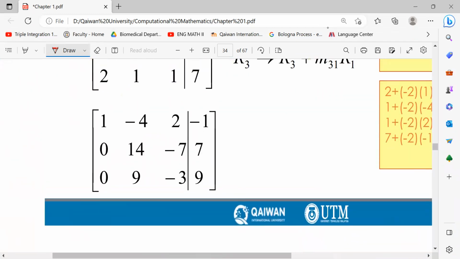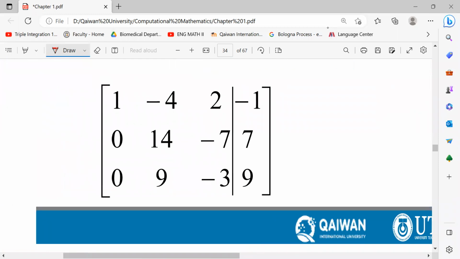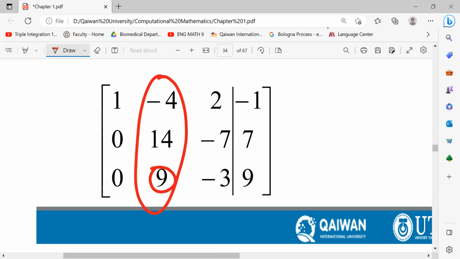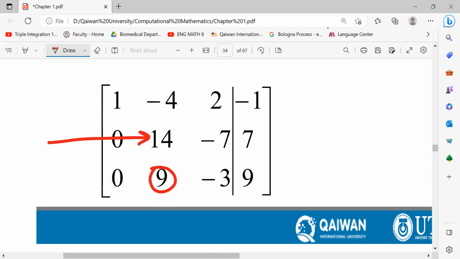Then we can change this to 0 from which entry? What's the leading entry here in this column? 14. Yeah. From this entry, we make this 0. Okay? From that entry, we make this 0.